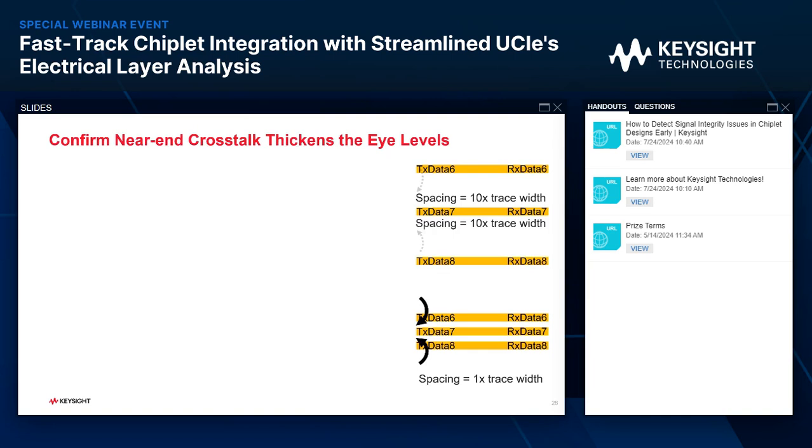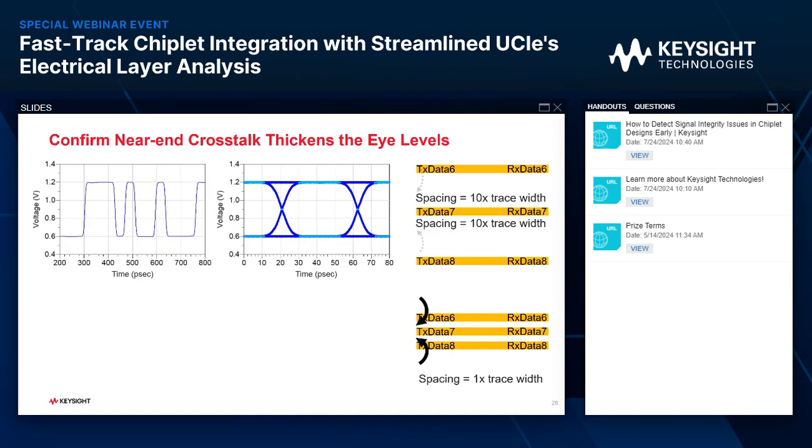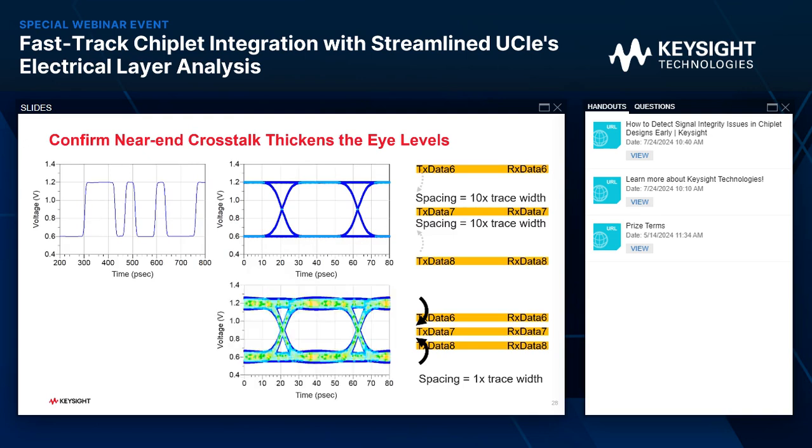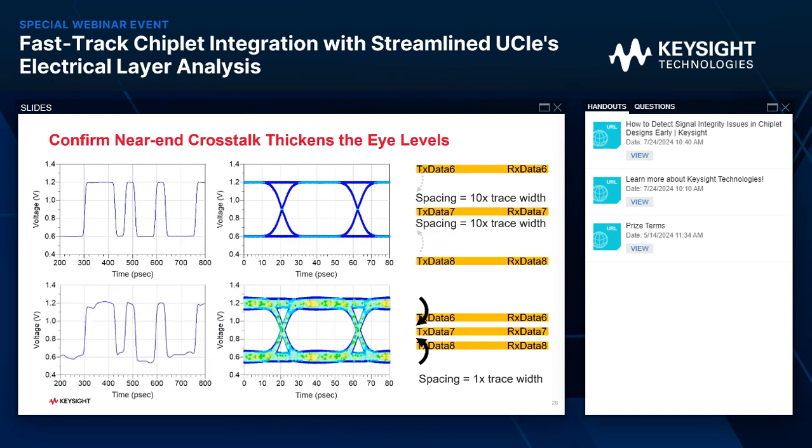of the eye levels. First, we see that when the traces are far apart, everything looks clean, no unexpected things happening. But as soon as we bring the spacing to 1 trace width apart, there it is. The eye levels got really thick because the crosstalk is coming through. And of course, it also shows on the waveform right there. This is the near-end crosstalk when the traces are close.